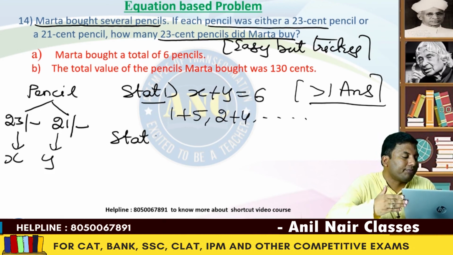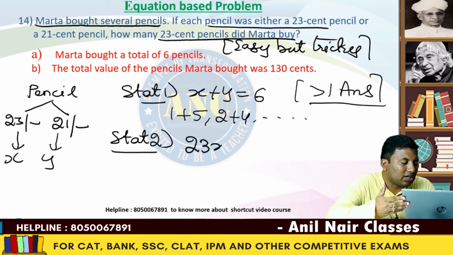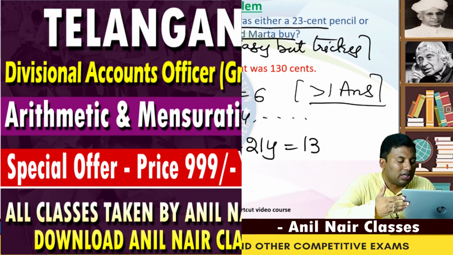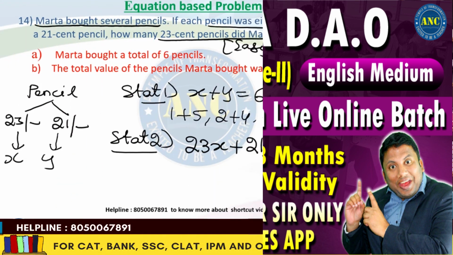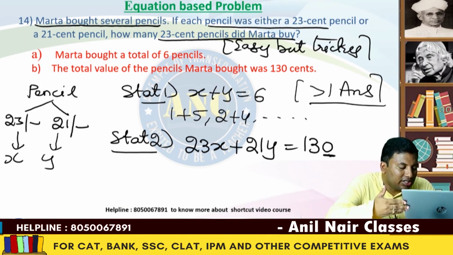Statement 2. Total value of the pencils Martha bought was 130. So 23x plus 21y equals 130. With just a little bit of mathematics you will get the answer. The unit digit is 0.